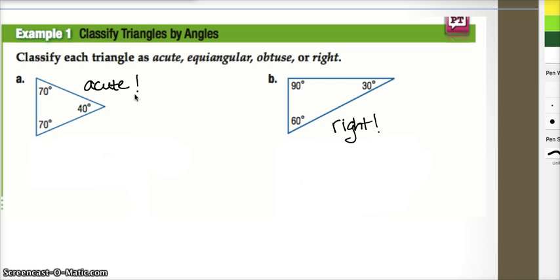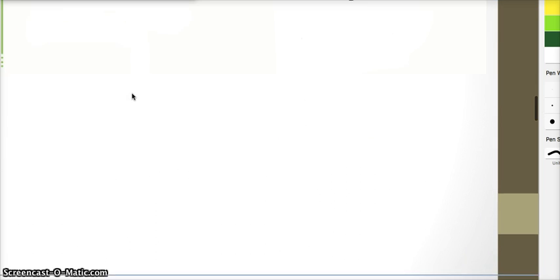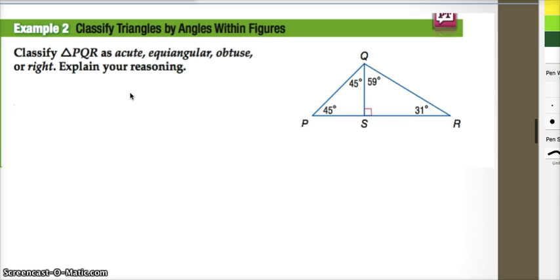And that's it for classifying triangles by their angles. Let's take a look at example 2. We're going to look at their angles and see if we can find some more information about this particular one. So I guess that wasn't it.